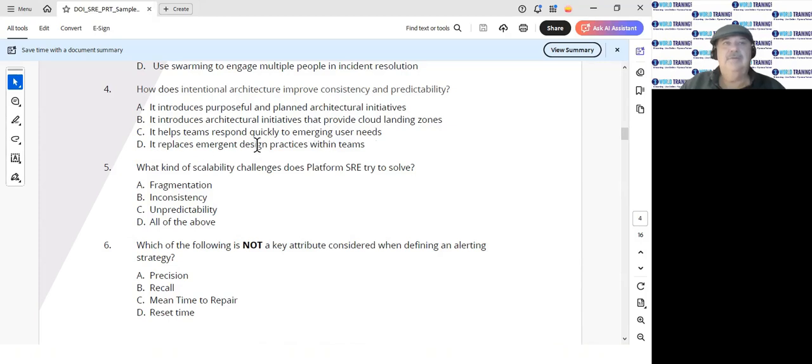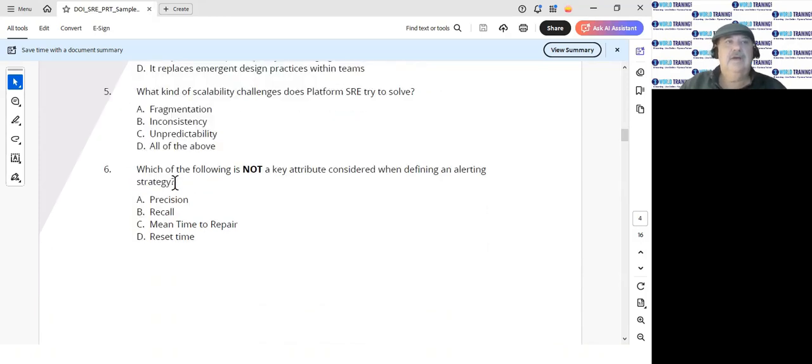It replaces emergency design patterns with teams. Again, that's not a direct answer to that question. So I believe the best answer is likely A. Let me double check to make sure. Yes, it's A for the reason I mentioned. Okay, question 5. What kind of scalability challenges does platform SRE try to solve?